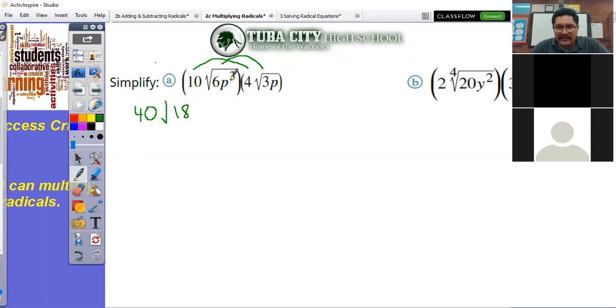Now in here I also have a set of variables. I have p to the 3 and p. And if you remember from last week's Wednesday lesson, if you don't see an exponent, then that exponent is 1. So in this case I have p to the 3, p to the 1, and you add the powers together. When you multiply numbers that have powers, you add the powers. Don't multiply them. We add them. There you go. So p to the 4.